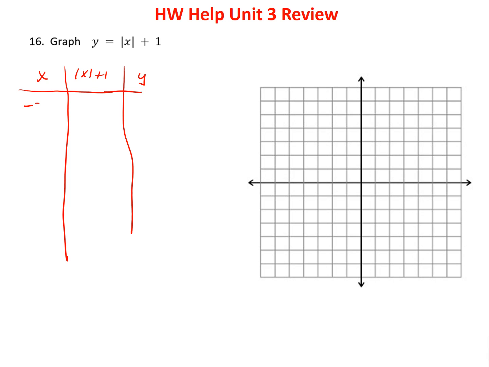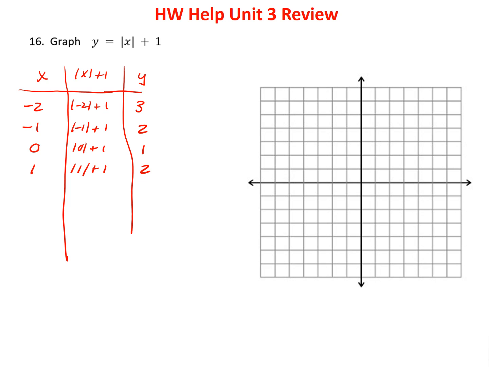Like I could put in -2. What's the absolute value of -2 plus 1? That's 2 plus 1 is 3. Remember, the absolute value of -2 is 2. Put in -1. The absolute value of -1 is 1. 1 plus 1 is 2. Put in 0. The absolute value of 0 is 0 plus 1 is 1. And so you end up with 1 is going to be absolute value of 1 plus 1 is 2.